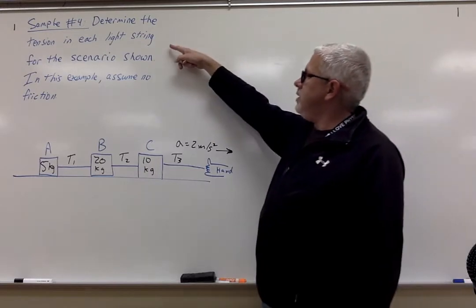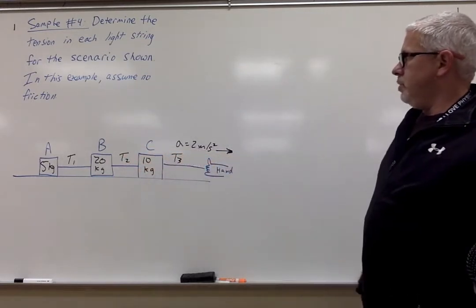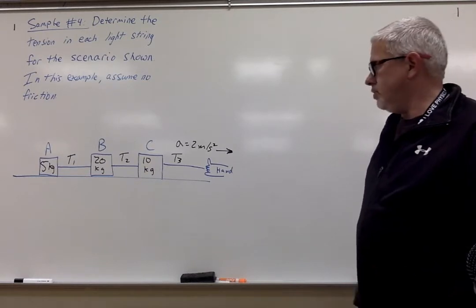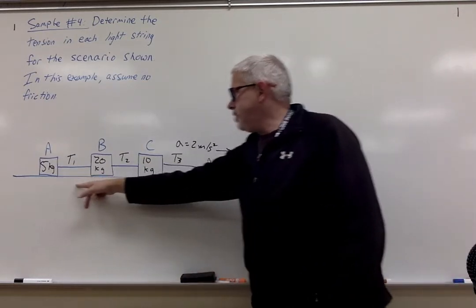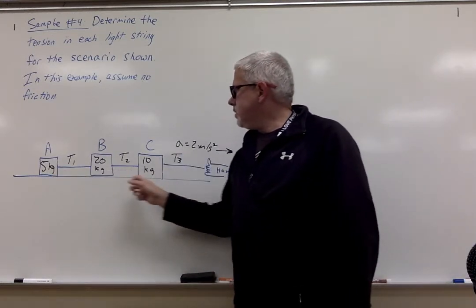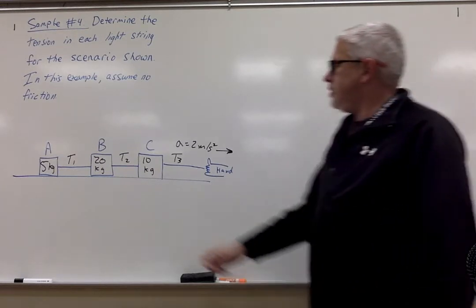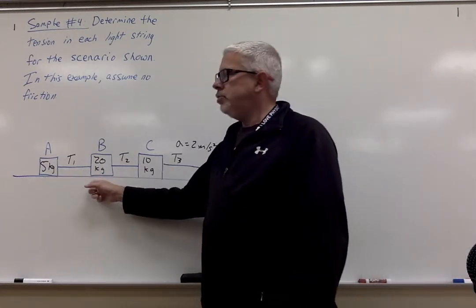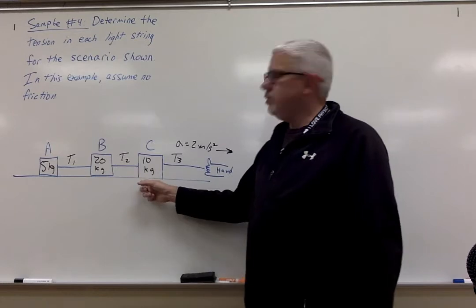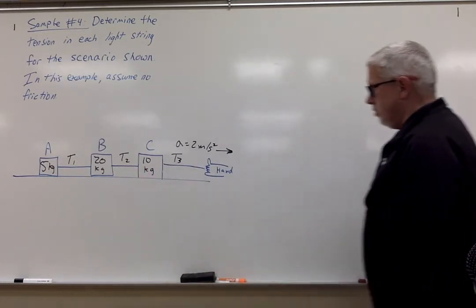Determine the tension in each light string for the scenario shown. In this example, we're going to assume no friction. So we've got 3 objects, blocks A, B, and C, and I've given them masses. You can imagine that the College Board might give you M1, M2, M3, or they might put that in terms of M1, 4 times M1, 2 times M1. Either way, you could solve this with variables or with numbers.